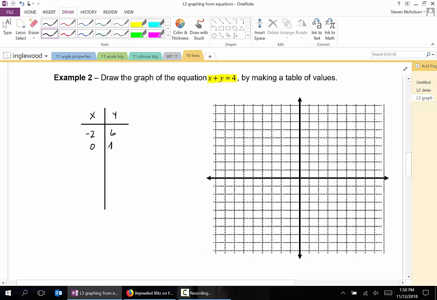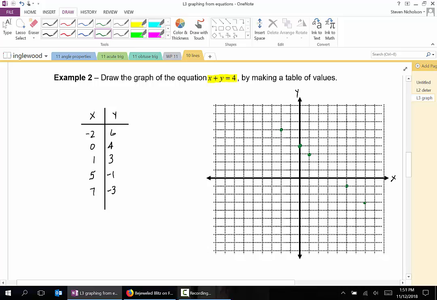I'm going to pick 0 and 4. I'm going to pick 1 and 3. I'm going to pick 5 and -1. And I'm going to pick 7 and -3. All of those numbers add up to 4: x plus y equals 4. And again, I go ahead and plot those: -2, 6, 0, 4, 1, 3, 5, -1, and 7, -3.